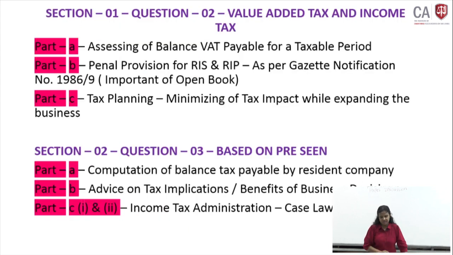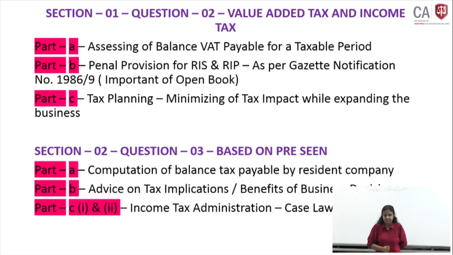And the section 2, question 3 is based on the pre-seen, HCL, the Healthcare Drugs Private Limited, which is the pre-seen for both the December and March examinations. Therefore, the students who did the examination are very much familiar with the pre-seen, because it has been tested twice.